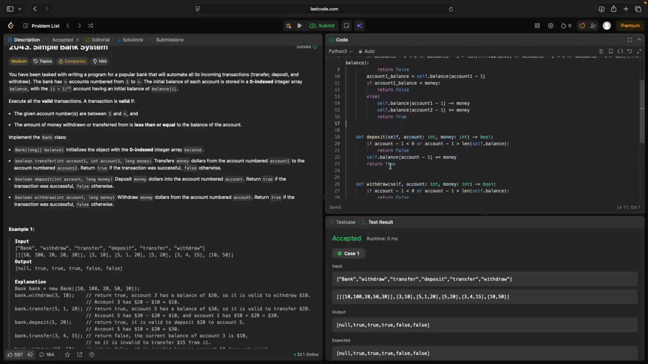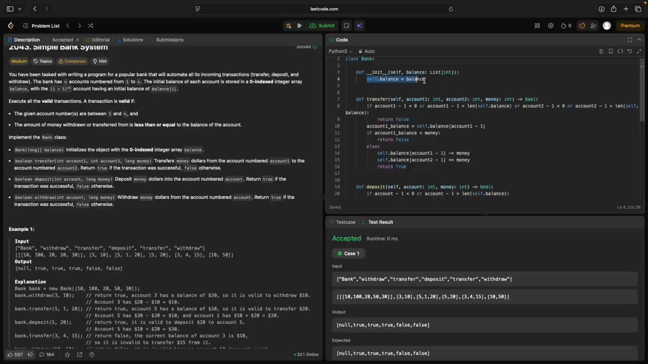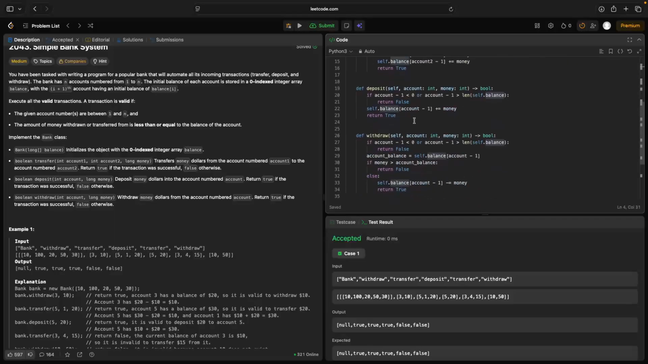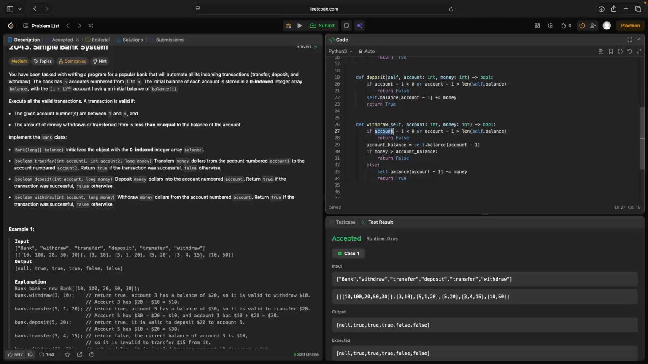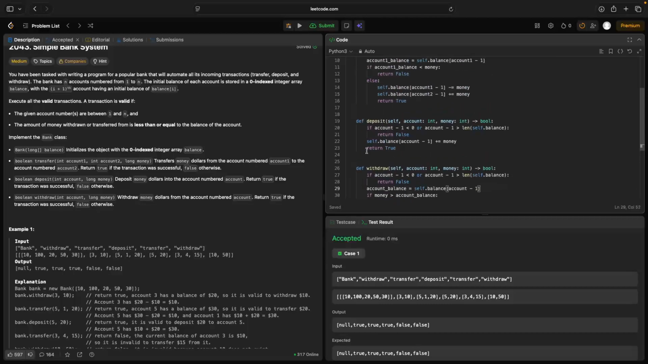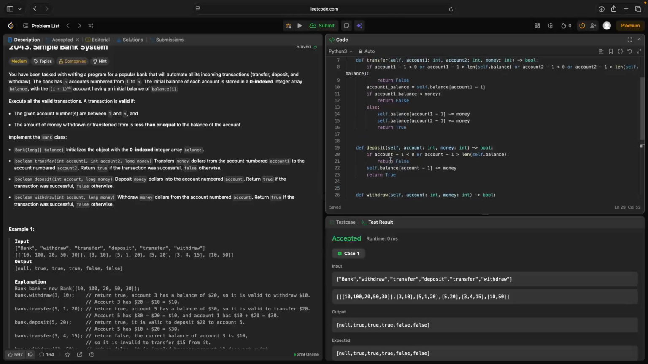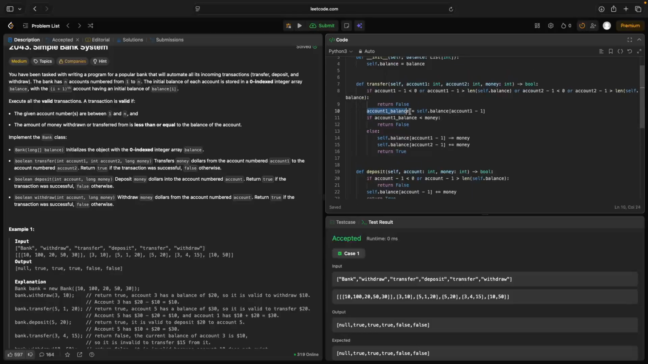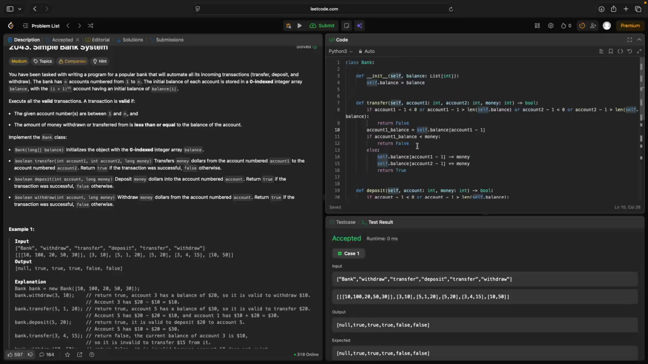So just to reiterate, we basically have this initialization of the balance array. For withdrawal, we make sure that the index is in between 1 and n for a zero-index integer array. And if it is, we can create the account balance and check if the money is greater than it. And if it's not, then we can withdraw the money from the appropriate account. Same thing for depositing the money. And then also for transferring the money, we just need to check if the account 1 balance is greater than the amount of money, because we are withdrawing from account 1 and placing into account 2.